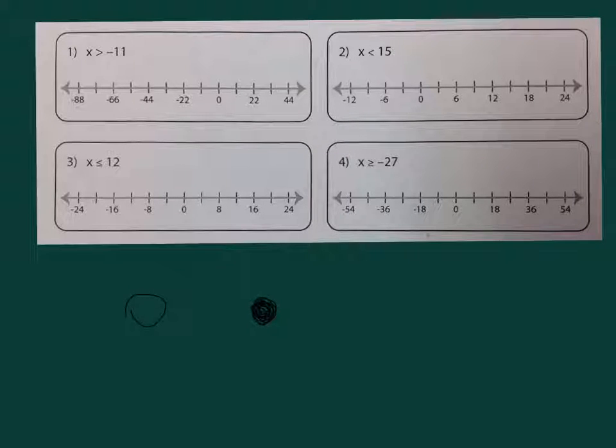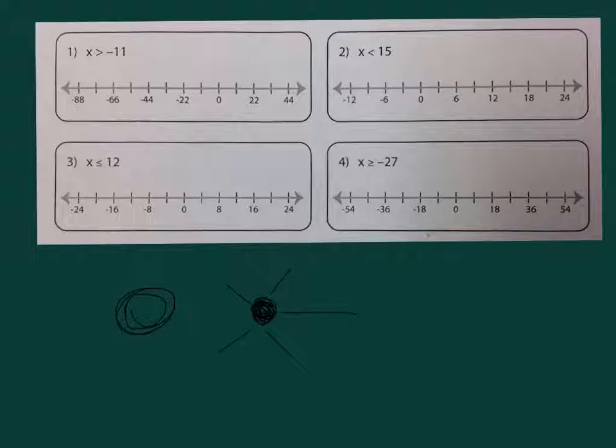An open circle means that this number is not the answer, but every other number up to that number is. This symbol here means that this number is inclusive of the answer. And I'll show you 4 examples from tonight's homework so we can all understand what's going on. Let's take a look at number 1.